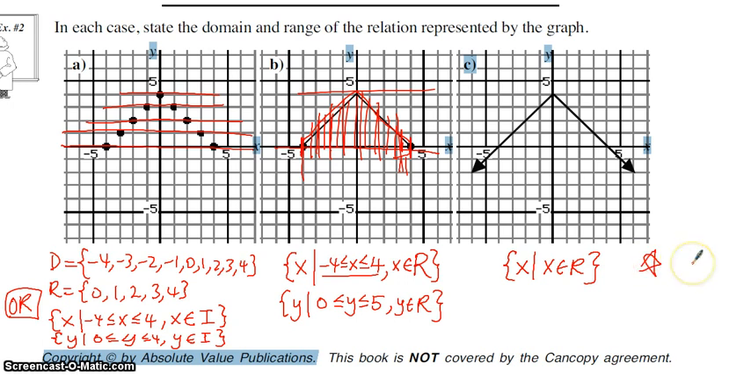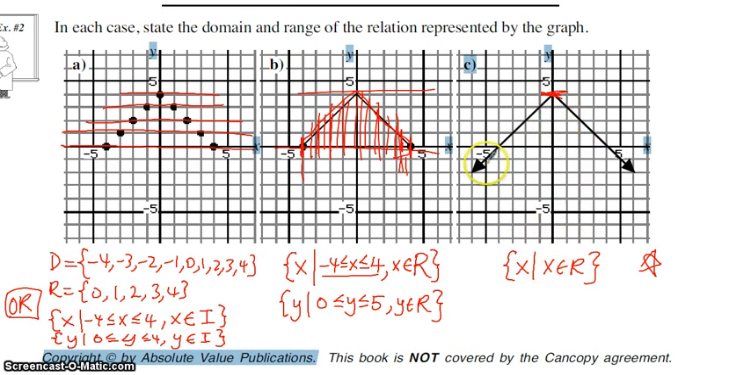This is a little bit abstract because this is like thinking about eternity, like infinity. Just go on forever. Now how about y? How high does it go? It goes as high as 4. How low does it go? Range is up and down, and domain is left and right.